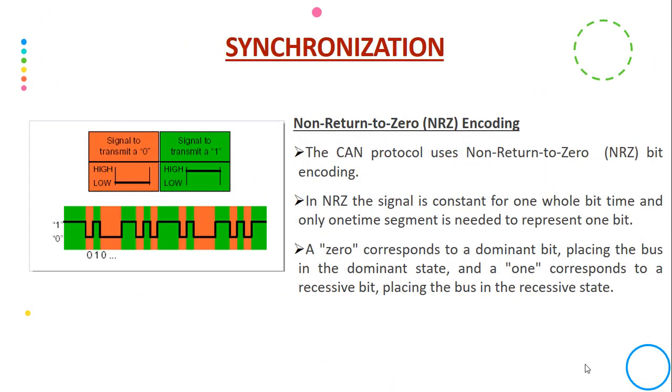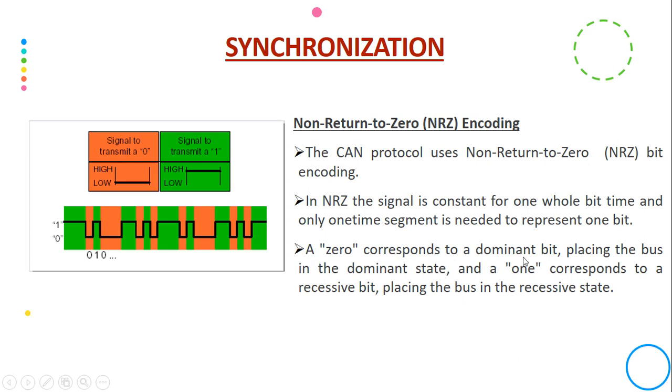First, we shall see the encoding format used in CAN protocol. CAN protocol basically uses non-return to zero encoding, which means symbol 0 is transmitted as low and symbol 1 is transmitted as high. That is, in NRZ encoding, the signal is constant for the whole bit period. Hence only one time segment is needed to represent one bit. No multiple time segments are required to represent a single bit. Hence one bit, single time segment.